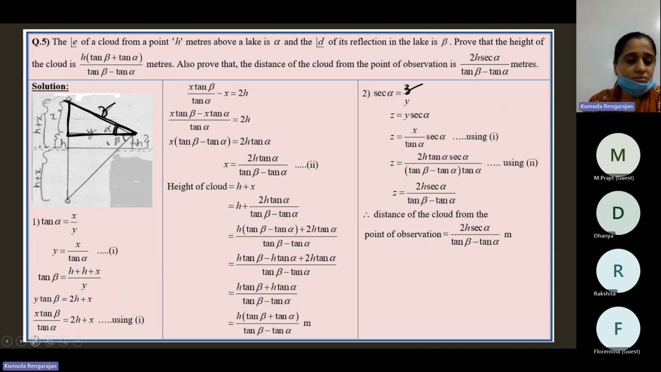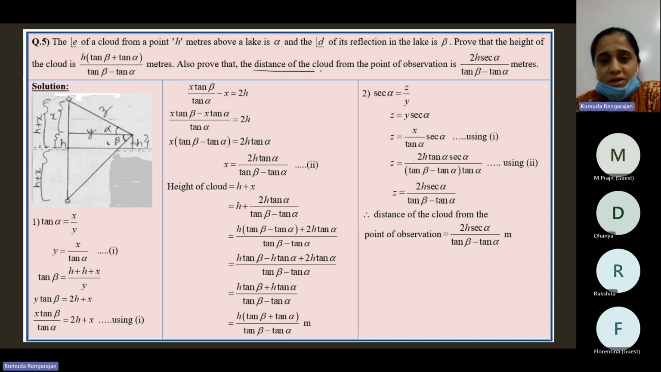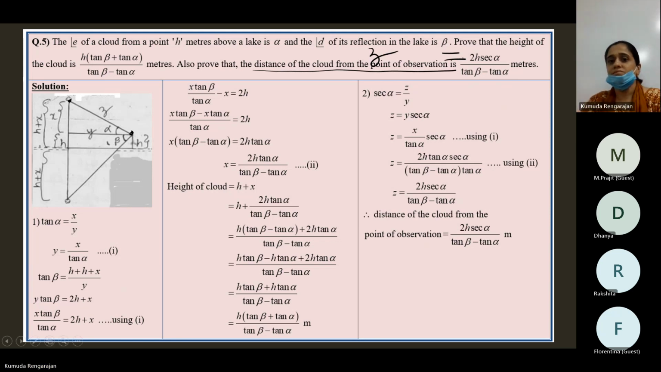All right. Okay. So now what is this? Prove that the distance of the cloud from the point of observation. That is Z, right? So you'll have to prove that Z is equal to something. So you can have Z in the result, because you should get the answer as Z is equal to. That means you need Z in the result. That Z is nothing but the distance of the cloud from the point of observation.